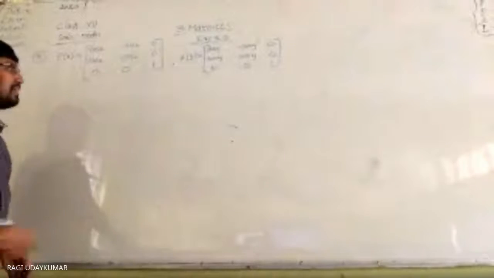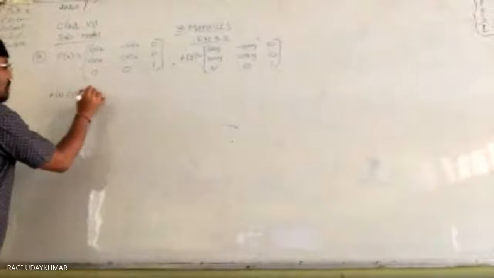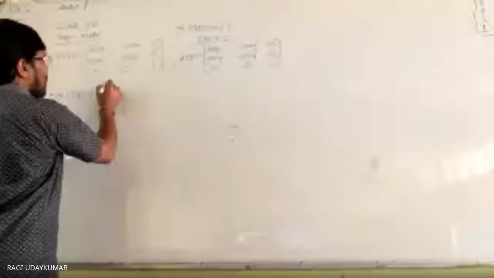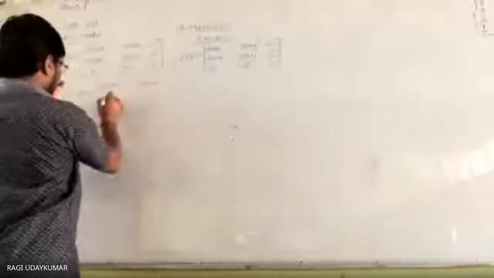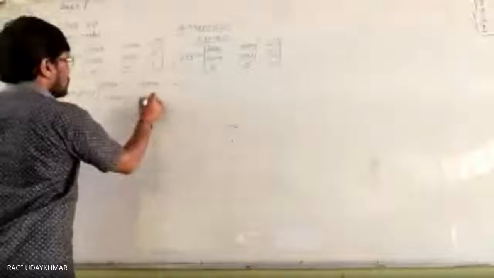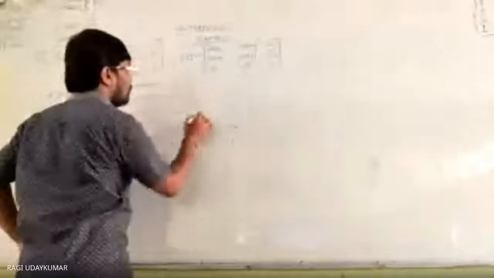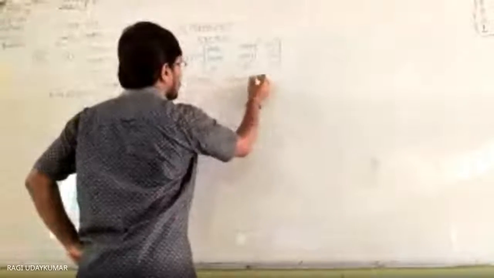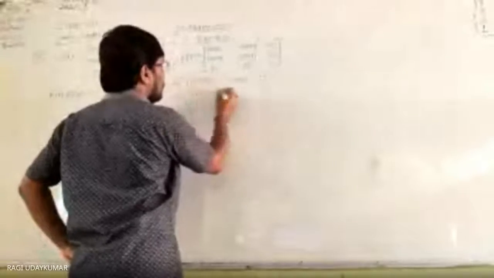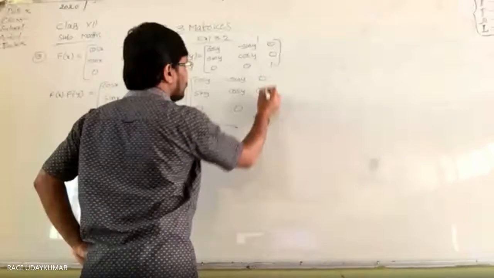The matrix can be written in any way. Now f of x into f of y, so that means these two matrices should be multiplied: cos x, minus sin x, 0; sin x, cos x, 0; 0, 0, 1, into cos y, minus sin y, 0; sin y, cos y, 0; 0, 0, 1.